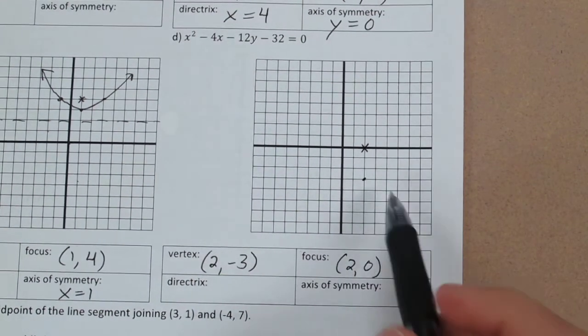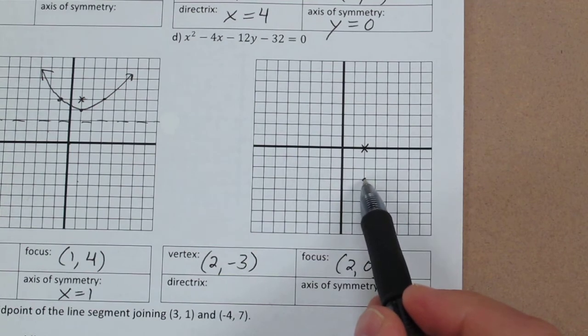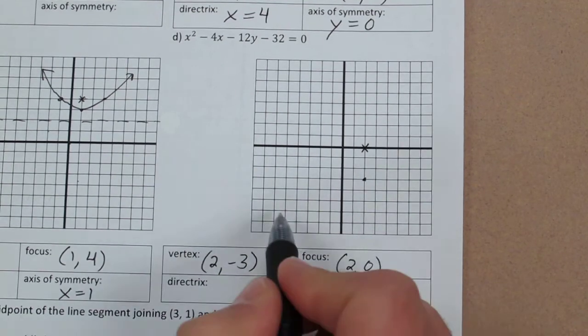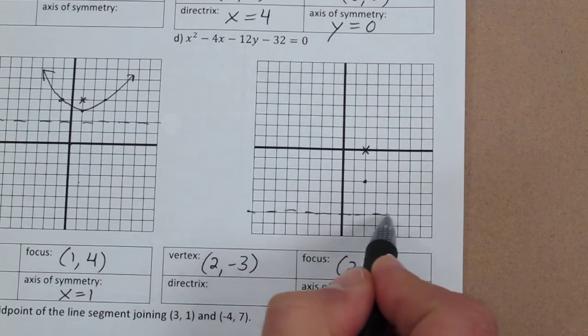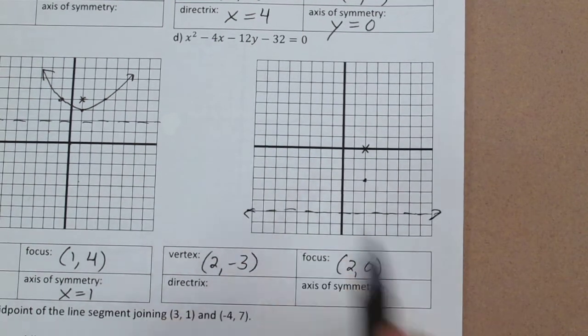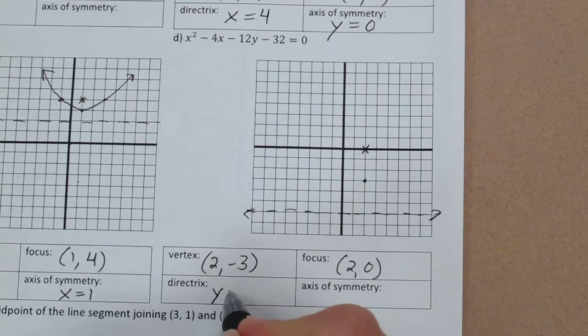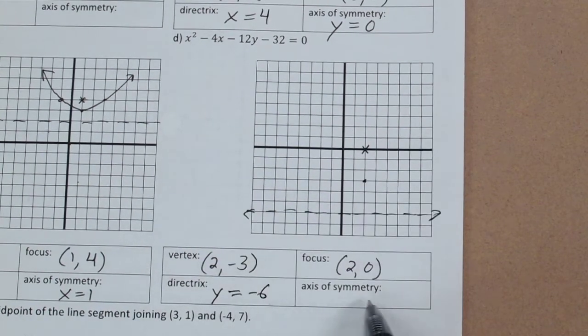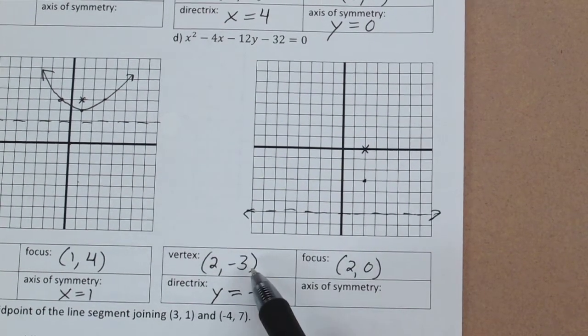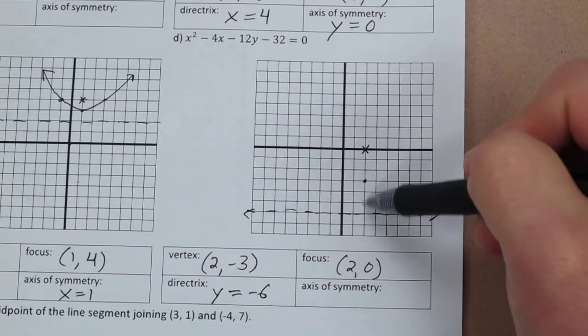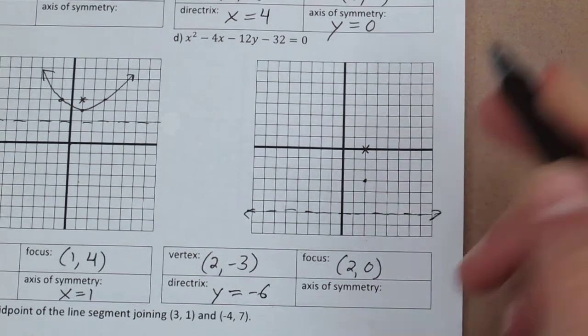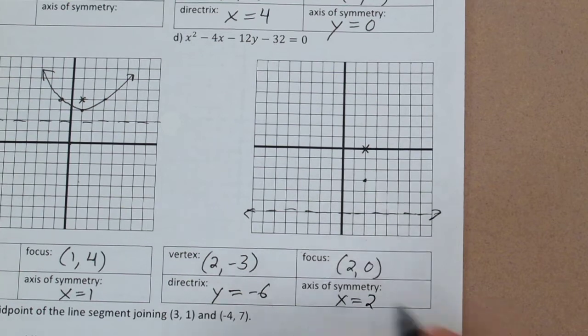To find the directrix, we go 3 units down from the vertex. 1, 2, 3. So right here. So the directrix is at, let's see, that's y equals negative 6. The axis of symmetry always runs through both the vertex and the focus, so it's right here. That's at x equals 2.